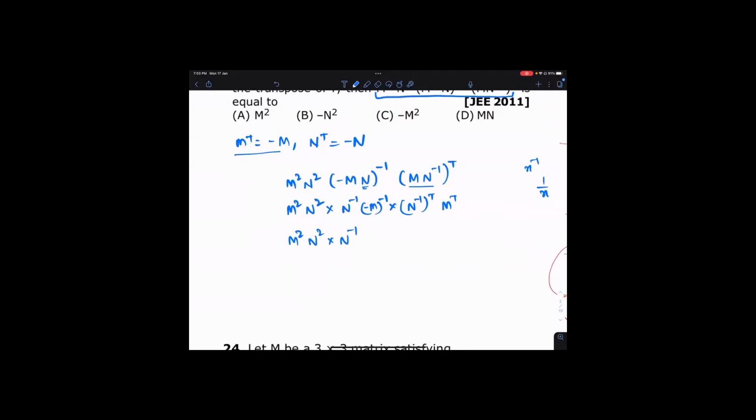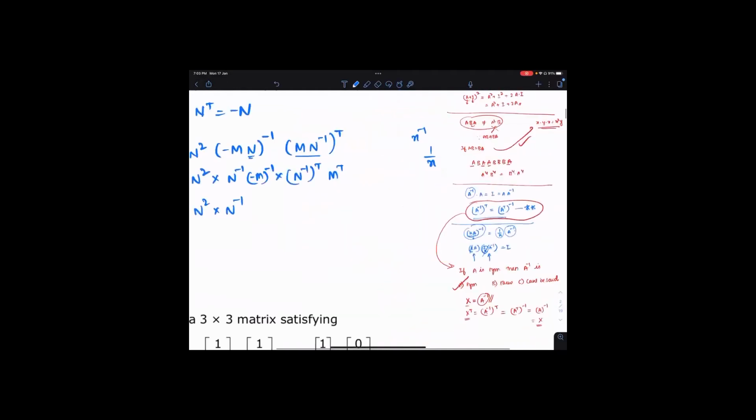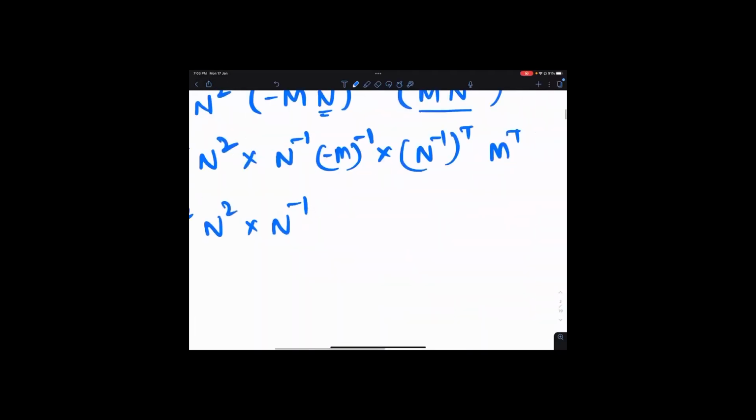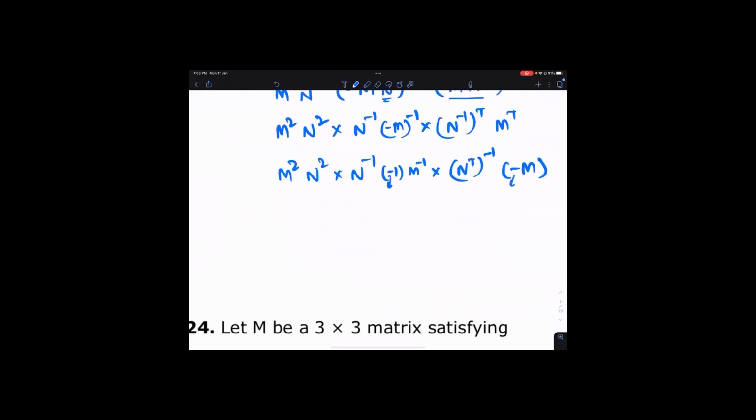It is like K into A. Here we have written, no? KA whole inverse will be minus 1 into M inverse. Next, what is N inverse whole transpose? It is N transpose whole inverse. M transpose is minus N. We already know. Now just simplify this, the minus will go, remove it. So M square, N square, N inverse, M inverse.